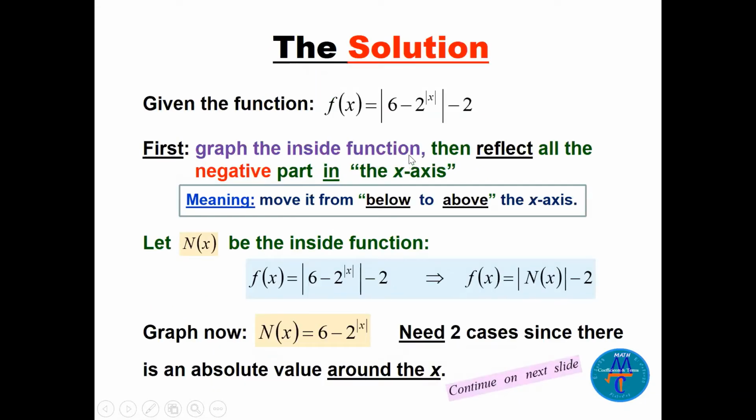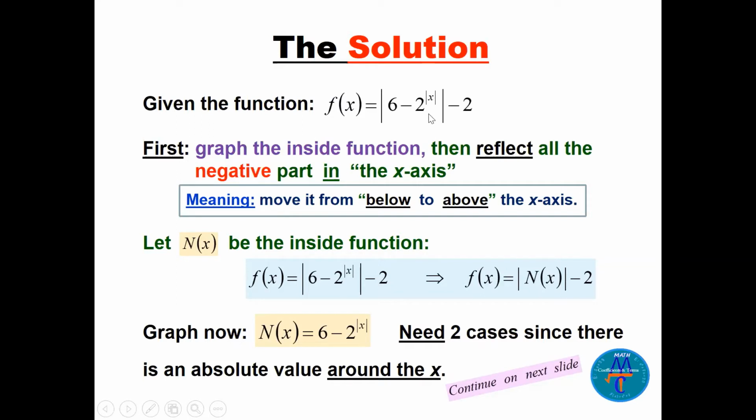This is the given function. I will go here in details, please, so that the method will be easy on you. First, we graph the function inside. See, this is the function inside: 6 minus 2 to the power absolute value of x.